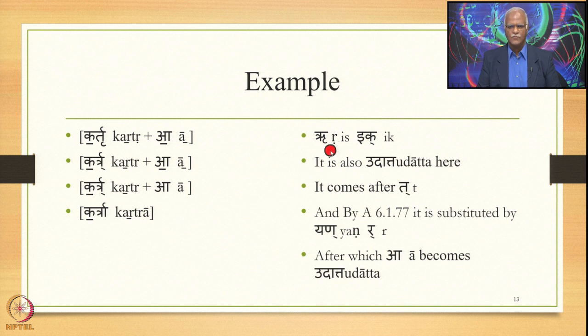Here we see that ru obviously is ek. It is also udatta here. We know why, because this is the trich suffix. Now this ru is coming after t, so this is ru, this is t. And by 6.1.77, it is substituted by yan. That yan in this case is r. After which, a, which is anudatta, now by the application of 6.1.174, this a becomes udatta. In this way, the forms kartra, kartre, kartroho can be explained. Here, the sutra 6.1.174 plays a very crucial role, which takes 6.1.77 as an input.